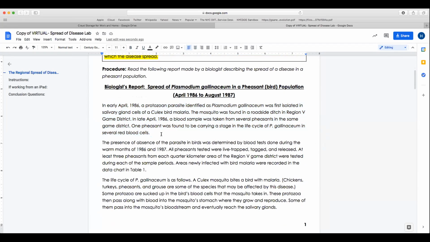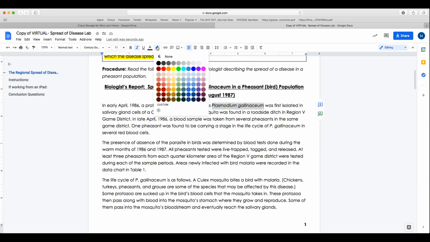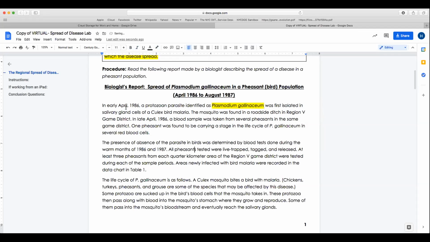Biologist reports spread of Plasmodium gallinaceum in pheasant bird population, April 1986 to August 1987. In early April 1986, a protozoan parasite identified as Plasmodium gallinaceum was first isolated in salivary gland cells of the Culex bird malaria mosquito. The mosquito was found in a roadside ditch in Region V game district. In late April 1986, a blood sample was taken from several pheasants in the same game district. One pheasant was found to be carrying a stage in the life cycle of P. gallinaceum in several red blood cells.